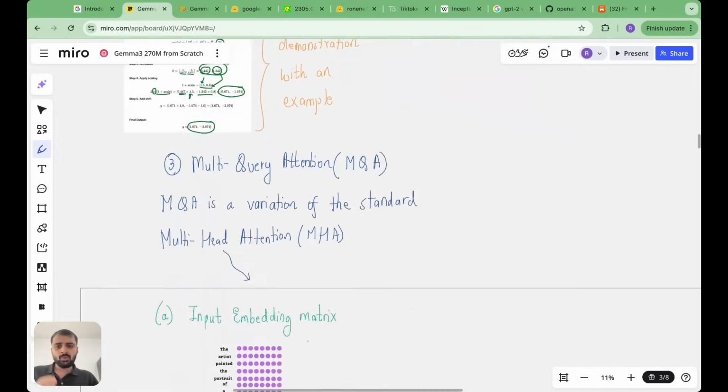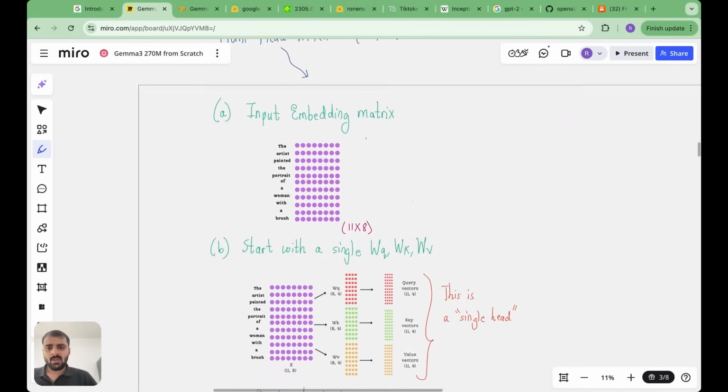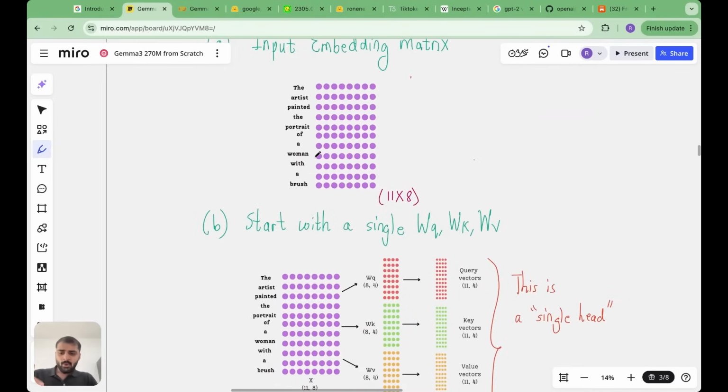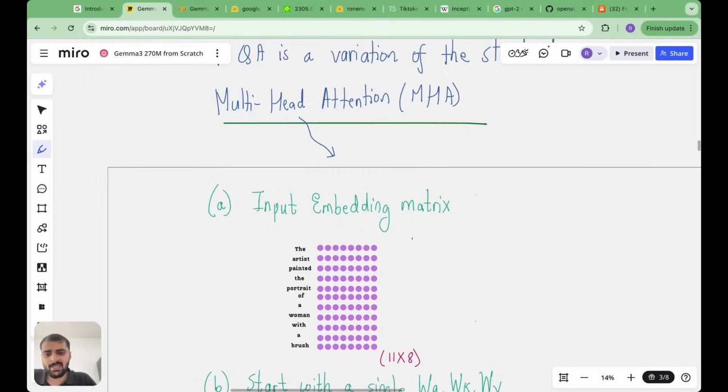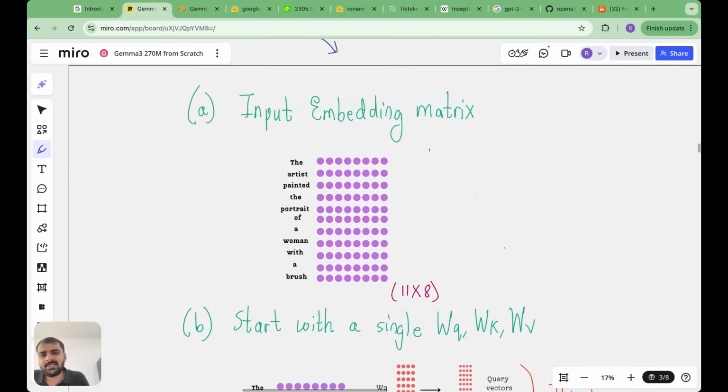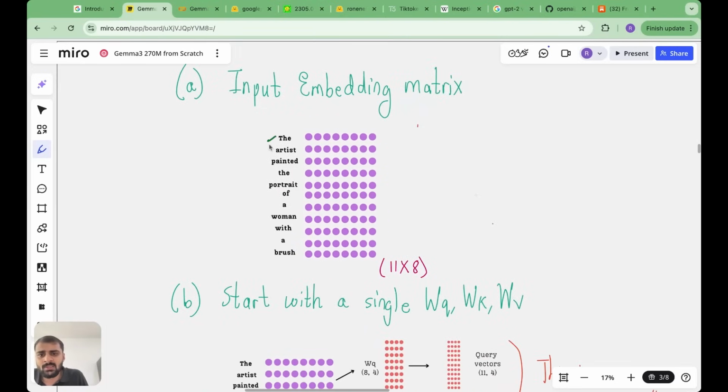Now we are going to come to the most important part, which is where all the magic happens, and that's the attention mechanism. Now, before actually going to what is multi-query attention, let me do a summary of what exactly is multi-head attention, so that all of you understand when we come to multi-query. So let's say these are my inputs, right? The artist painted the portrait of a woman with a brush.